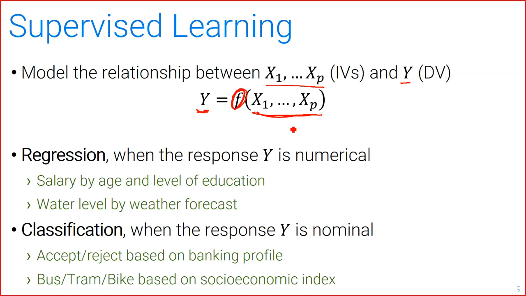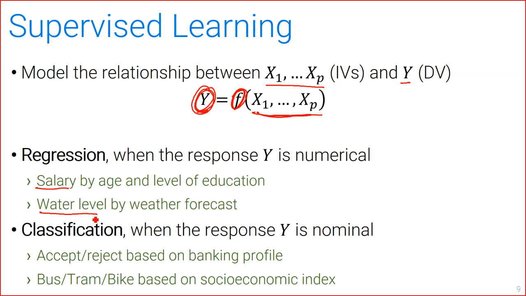And typically we refer to two kinds of problems here, either regression or classification. And the difference is essentially in the type of this dependent variable y. When the variable is numerical, we talk about regression. So for example, as we were doing, we might be interested in modeling the salary as a function of the age and level of education. In this case, the salary is the dependent variable, it's a number, and therefore this is a regression problem. We might also be interested in modeling the water level according to the weather forecast. That is a number, therefore this is regression.